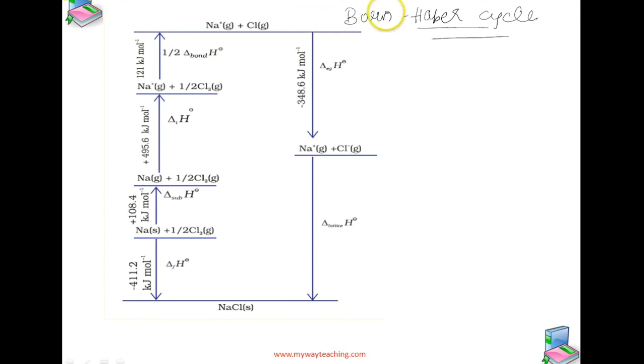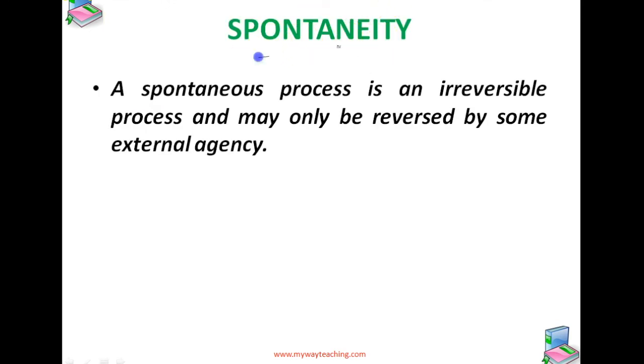Next, spontaneity. What do you mean by spontaneity? Spontaneity means having the potential to proceed without the assistance of external energy. A spontaneous process is an irreversible process and may only be reversed by some external agency. If you want to reverse it, it requires some external agency. So this is called a spontaneous process.